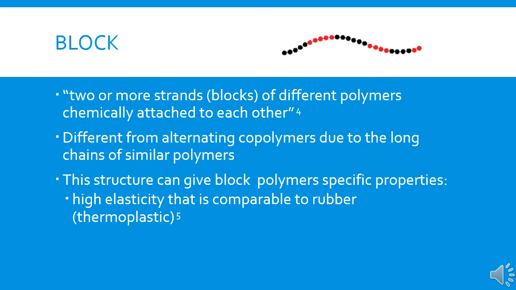One awesome thing about block copolymers is the products they have made possible. One product in particular is a copolymer with high elasticity that is comparable to rubber, and it is thermoplastic, making it recyclable and better for some applications than actual rubber.